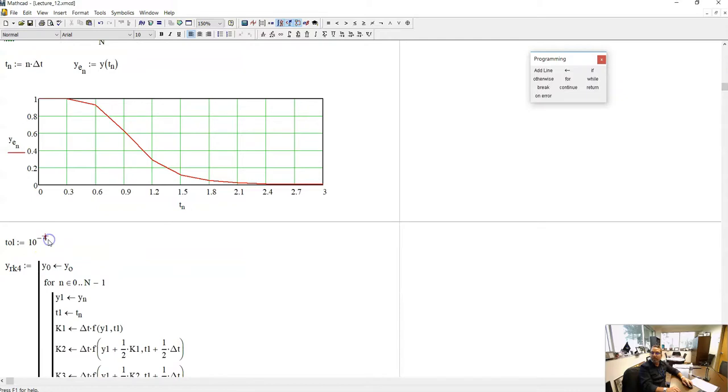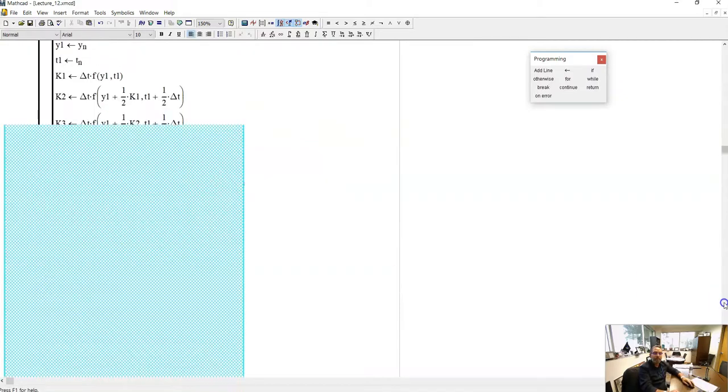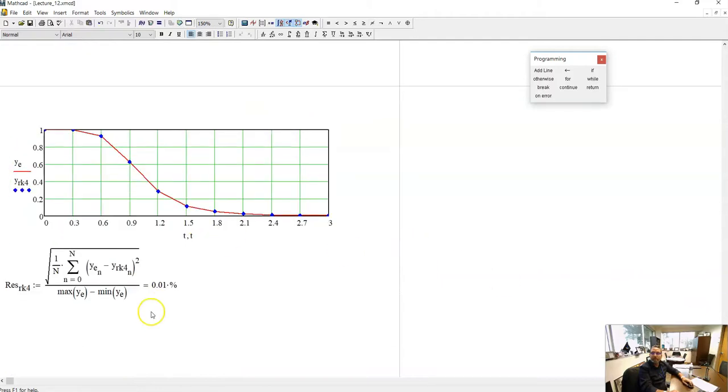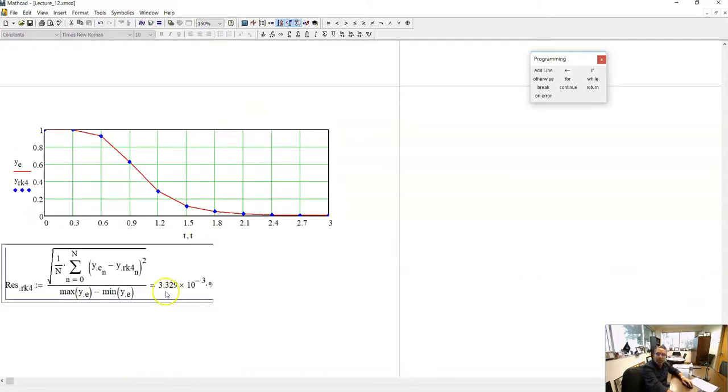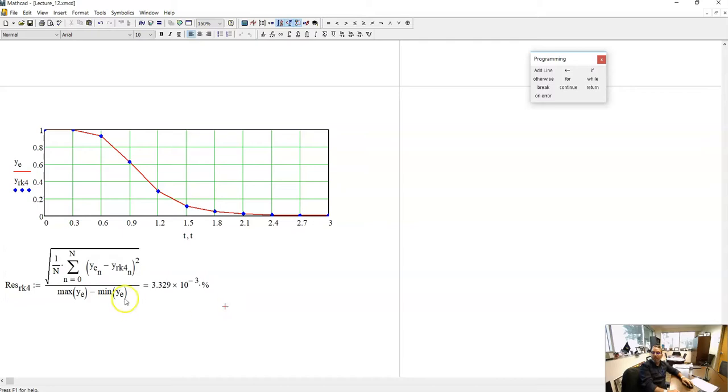If I make it 10 to the minus 5, let me update this. Now we're going down, the residual is going down to 3.329 times 10 to the minus 3%. Qualitatively, again, you cannot distinguish the two solutions, but quantitatively, this is saying that the new solution, YRK4, is much better than before. Before it was 1 times 10 to the minus 2%, now it's 3 times 10 to the minus 3%.